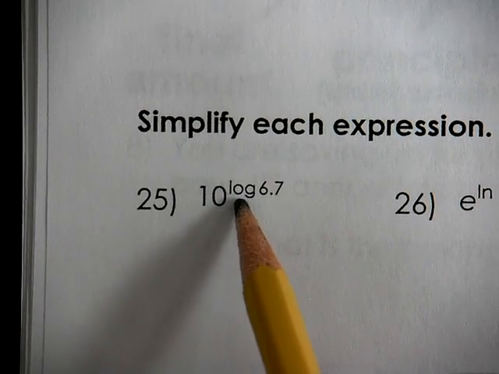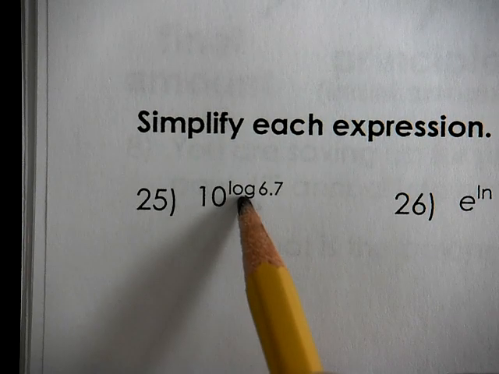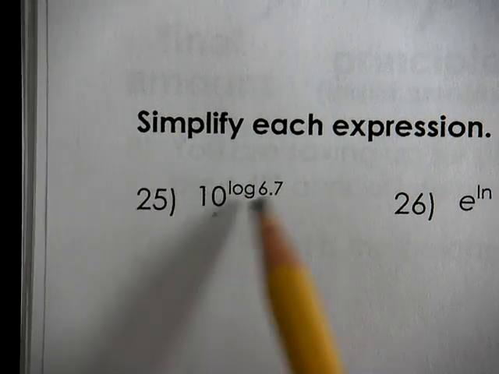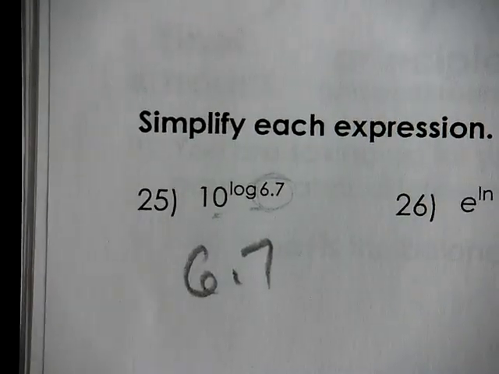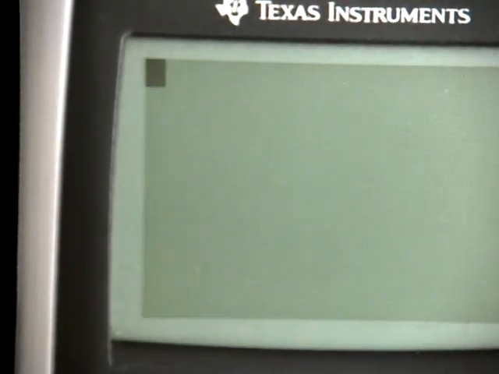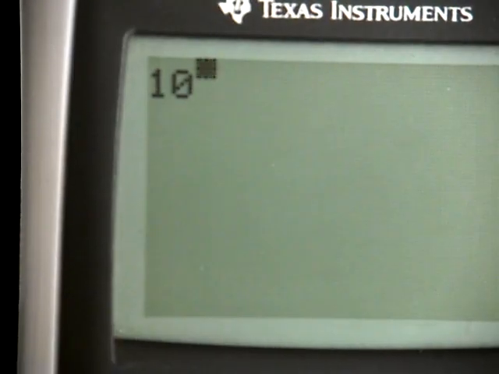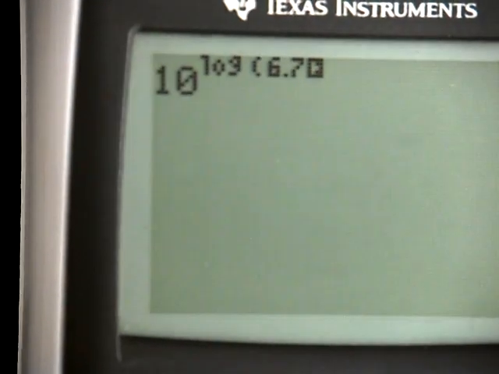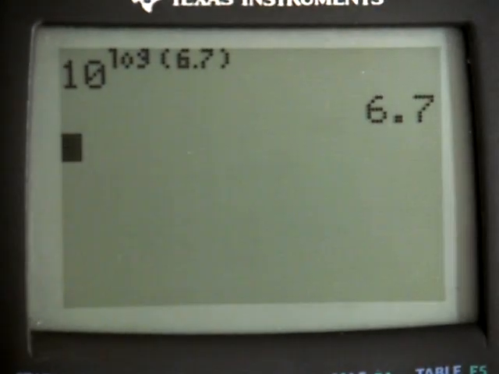So here we have a logarithm. Notice the base is not written, so it's a common log. So that means it's a base of 10. These 10s match, so the answer is 6.7. You should be able to try that in a calculator. A calculator is not needed, but you can use it to convince yourself: 10 to the logarithm of 6.7, or any number you want to use, and I'm expecting to get the answer of 6.7.